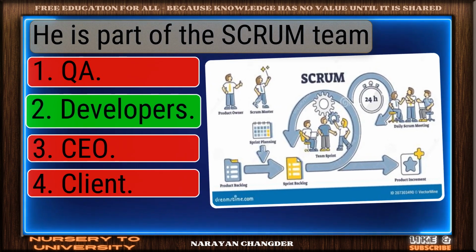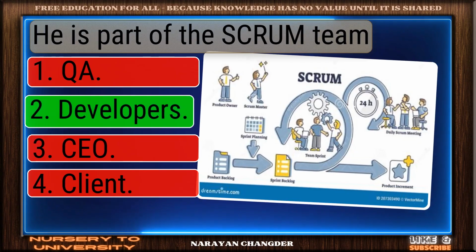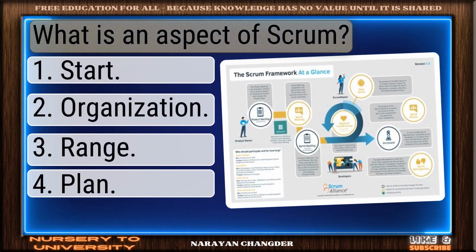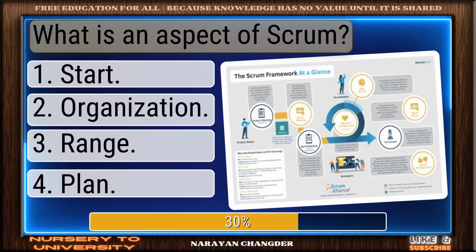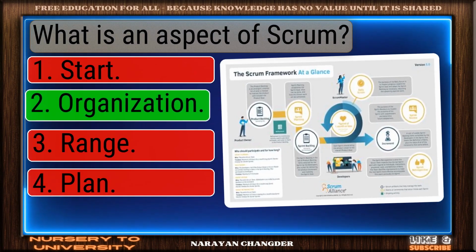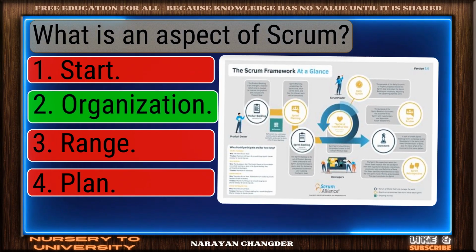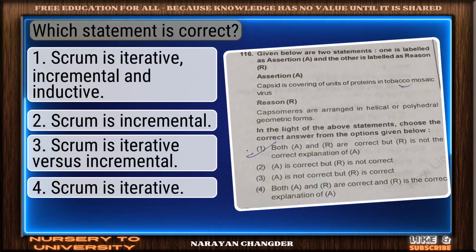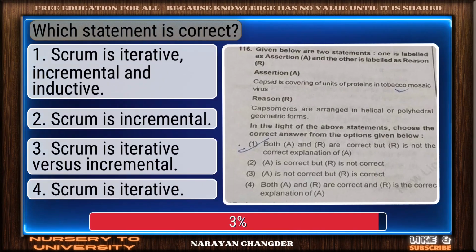Perfect. Developers is the correct choice. Question number 40. What is an aspect of Scrum? Great job. Organization is the accurate answer. Question number 41. Which statement is correct?